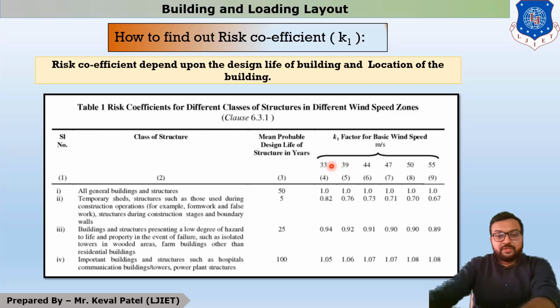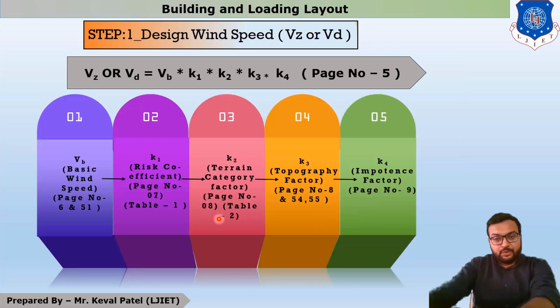Now the design life is 25 years, so you can see the mean probable design life of structure in years is 25 years. So we have to find our value of K1 by referring to this row and this column. This intersects at 0.92. It means for location Ahmedabad, if we have to design our building for 25 years, then our value of K1 is 0.92.